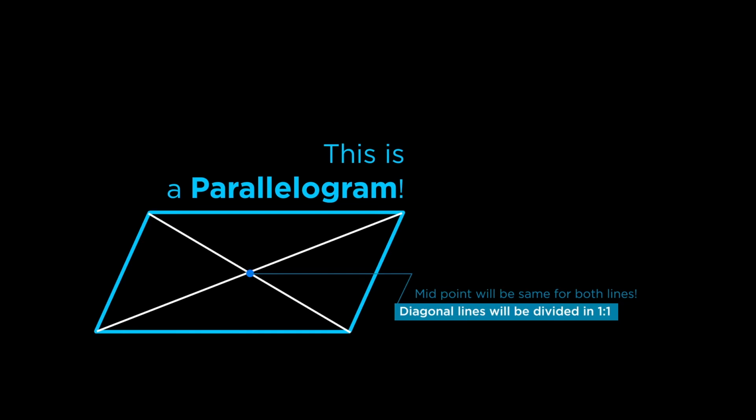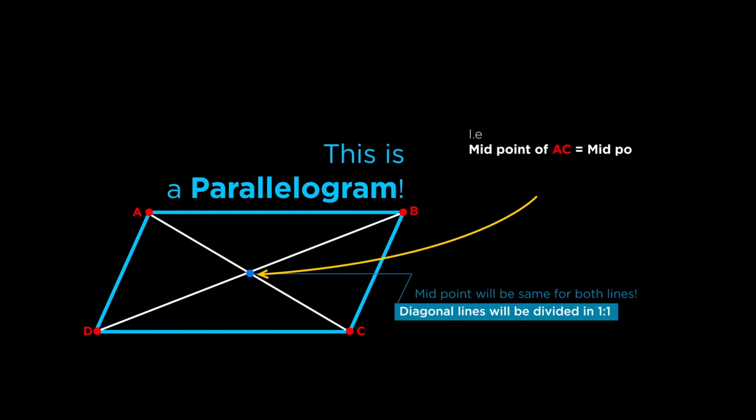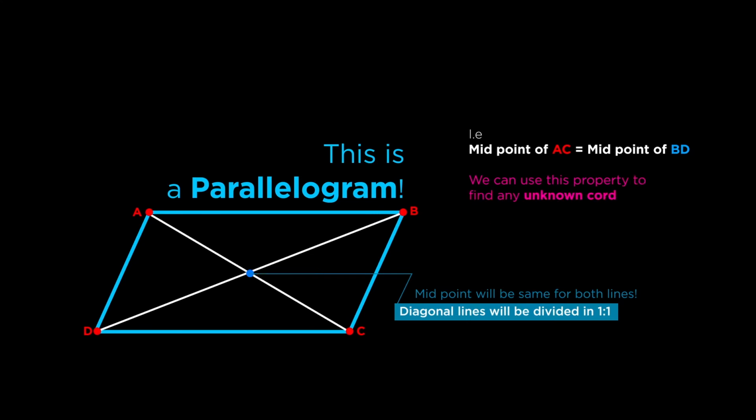We have to take the vertices in a continuous manner, either in the clockwise direction or in the anti-clockwise direction. Do not mess it up. As we have already said, this midpoint is for both the diagonals AC and BD. So we have the following conclusion: the midpoint of AC will be equal to the midpoint of BD. Based on this property, we can try out certain problems from the section formula. Let's look into it.